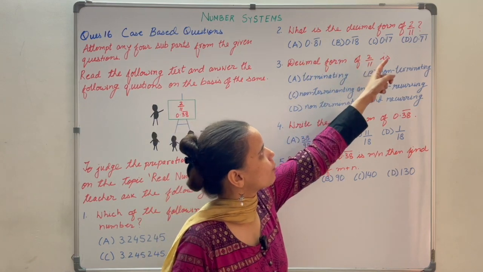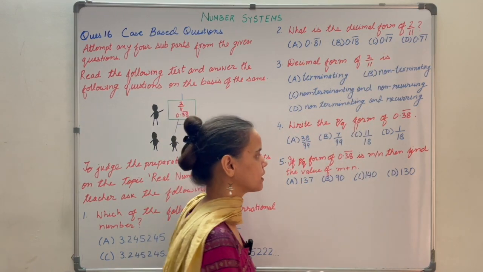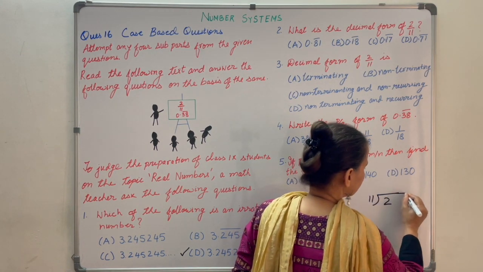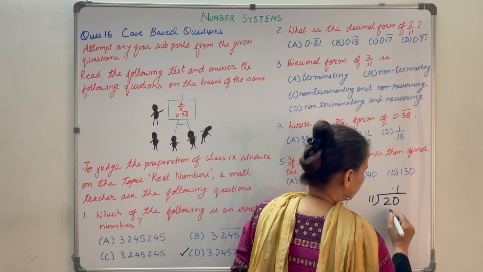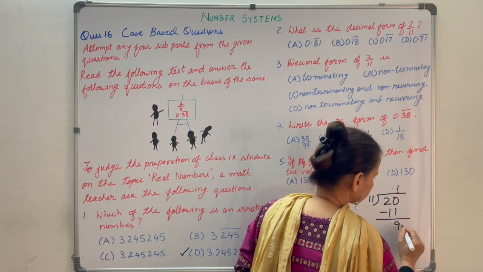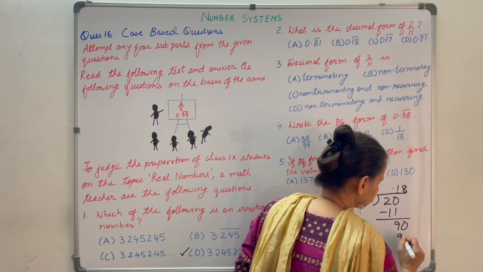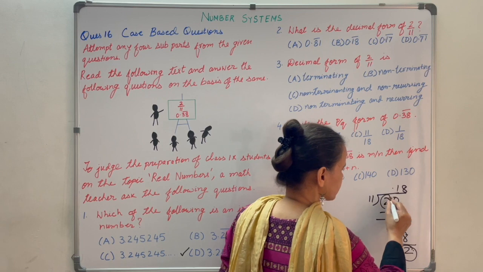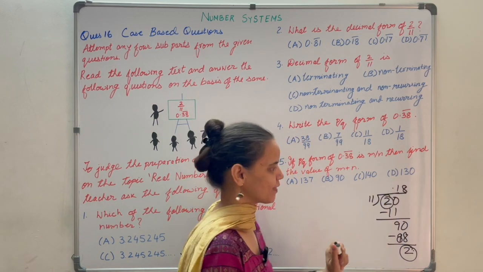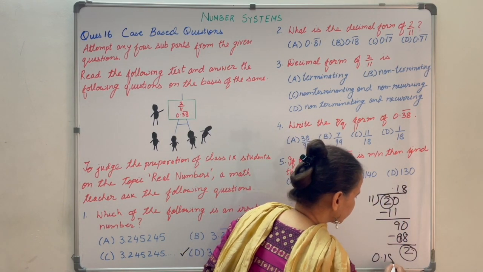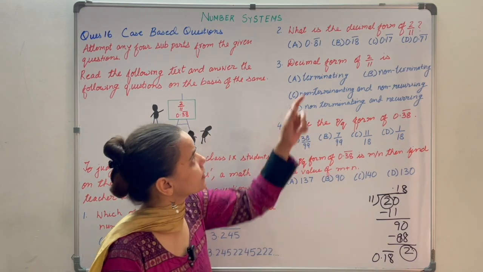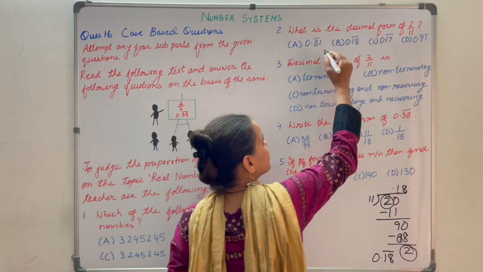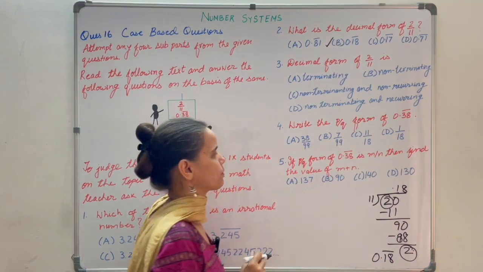What is the decimal form of 2 by 11? You need to find out the decimal form of 2 by 11. So for that, you need to divide 2 by 11. So it will go by 1. So you can see again the remainder is repeating. So the quotient will also repeat. So you will get 0.18 bar. So here B option is having 0.18 bar. So you can put tick mark for B option.